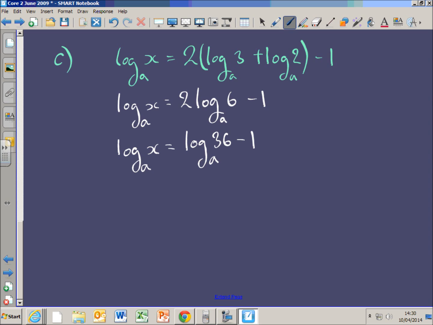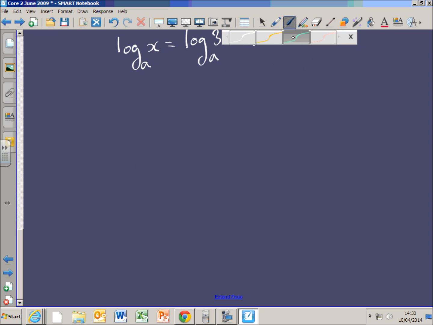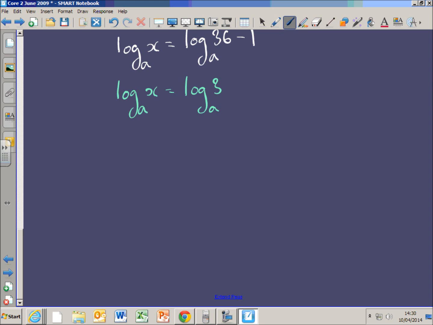Take away 1. Now, this 1 here is going to be the troublesome thing, but you've got to remember a log rule that you don't often use: you can always write 1 as log a to the base of a. Okay, and that's the trick there. If you ever see a log question and there's a 1 in it, you can write it as log to the base, whatever it is, of that. And now this is 1 log, 36 divided by a, because minus means to divide them. Now I've got 1 log equal to another log, so that just means that x equals 36 over a. That's it.